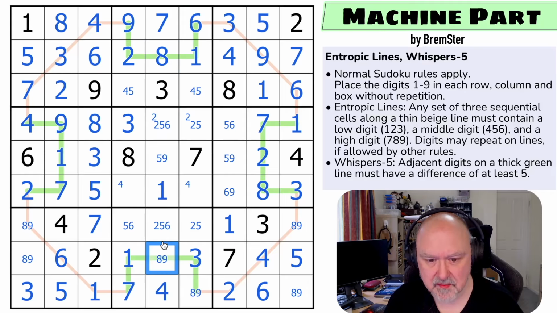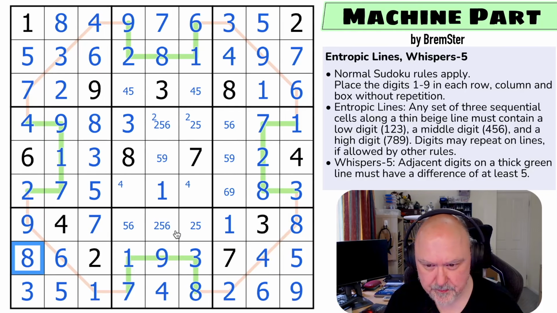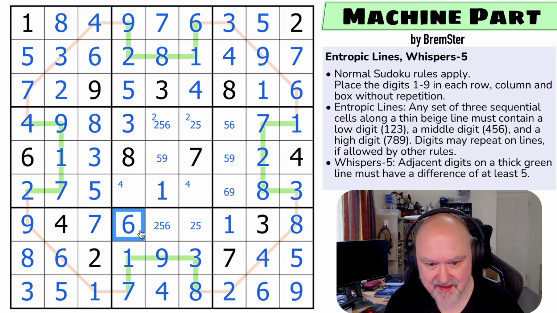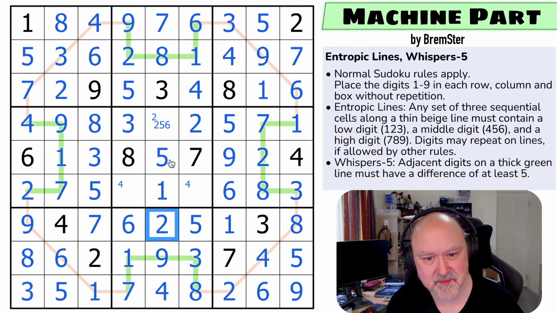Oh, the 8 looks down, making that the 9, that the 8, which makes that the 9, that the 8, which looks across, making that the 9, that the 8. 2, 5. That's a 2, 5 pair, which means that's the 4, that's the 5, which makes that the 6, taking 6 out of there. But the 9 looks up, making that the 5, making that the 9, making that the 6, making that the 5, which makes that the 2, which makes that the 5, which makes that the 2.